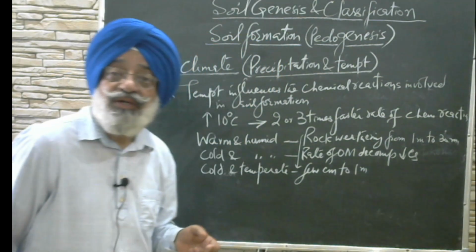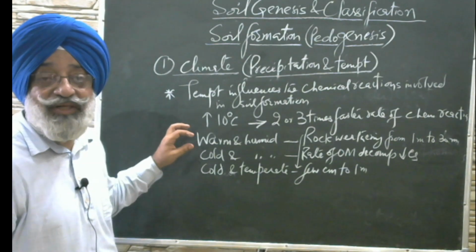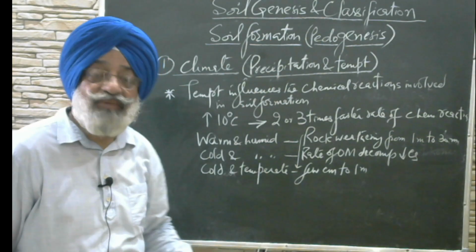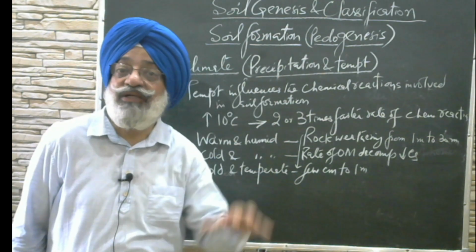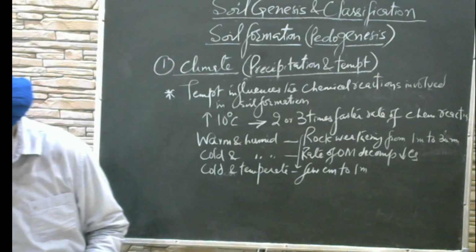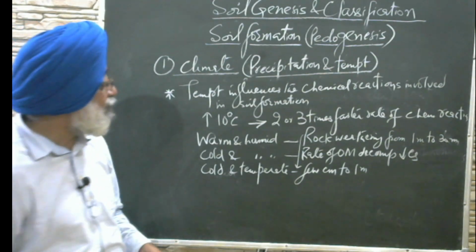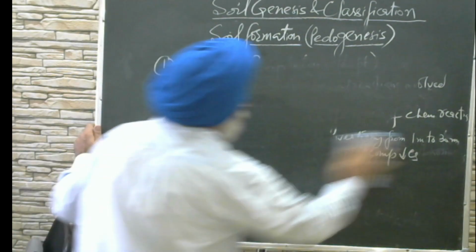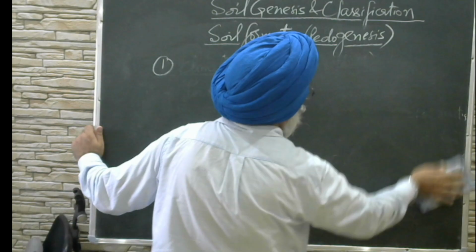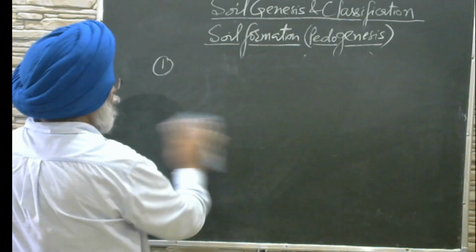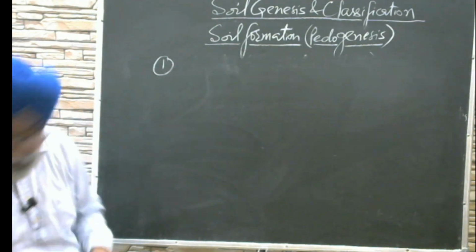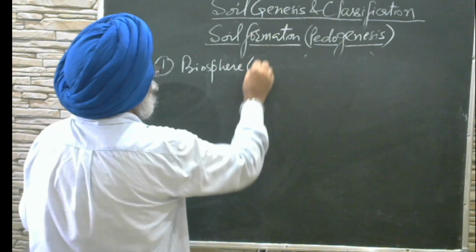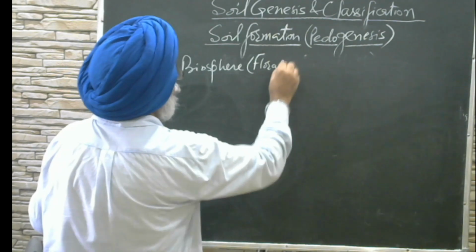See the difference because of the temperature. Under warm conditions, rock weathering can go as deep as up to 30 meters. Under cold conditions, it can be confined up to 1 meter only. So this is the effect of climate, that is both rainfall and temperature. After climate, the second factor is biosphere. Again, this is an active factor. Biosphere, better call it as flora and fauna.